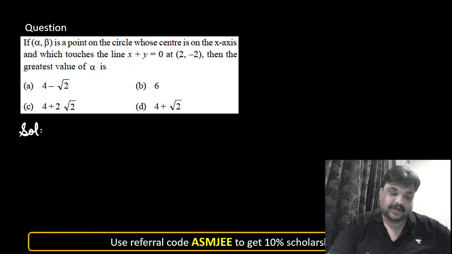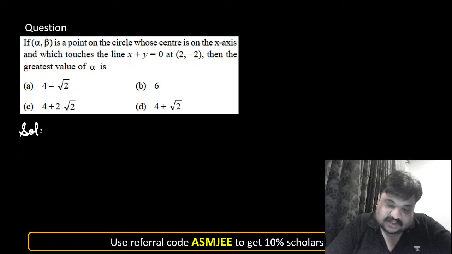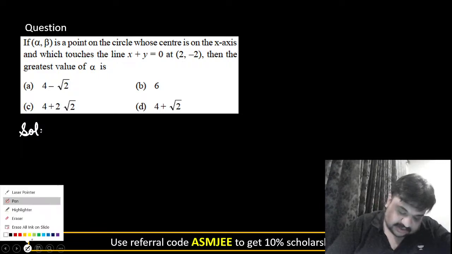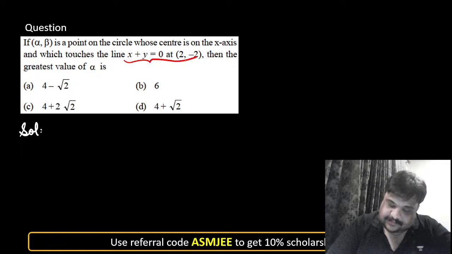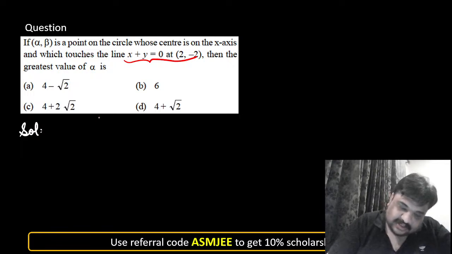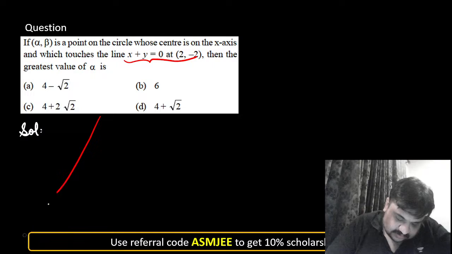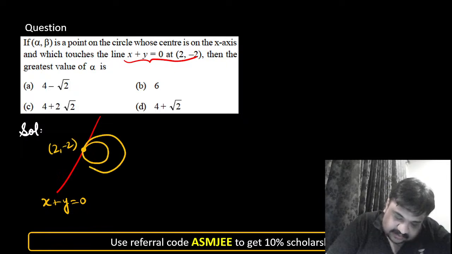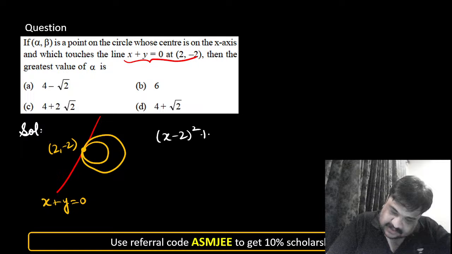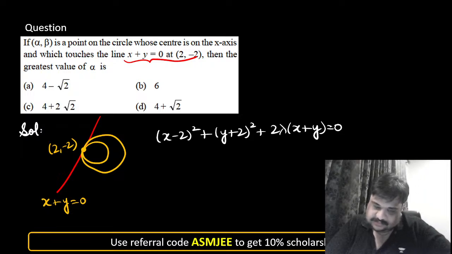Alpha comma beta is a point on the circle whose center is on the x-axis, which touches the line x plus y equal to 0 at the point 2 comma minus 2. Such a good question. It has already given the point on the line and also the line which is the tangent. So create a touching type family using point circle: x minus 2 whole square plus y plus 2 whole square plus 2 lambda times x plus y equal to 0. So this is the circle.